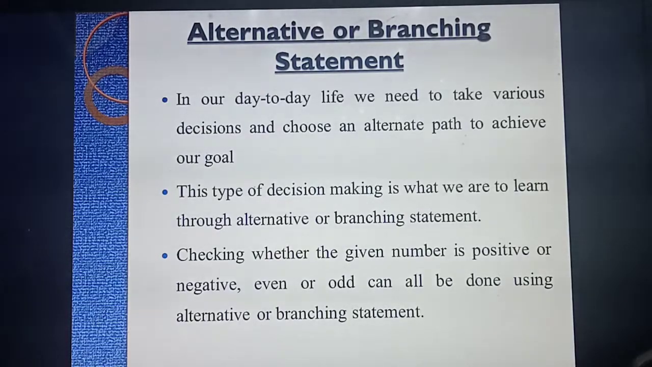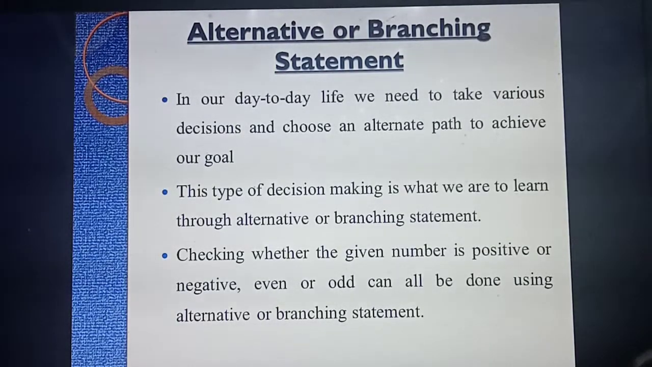Likewise in a program also, the program needs to achieve the goal. Our program needs to yield an output. But the program needs to take a decision based on the condition you are giving. So that kind of statement is called what? Alternative or branching. Okay.